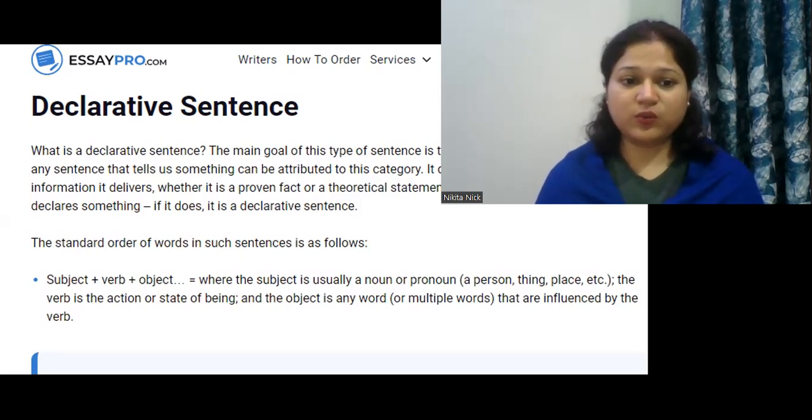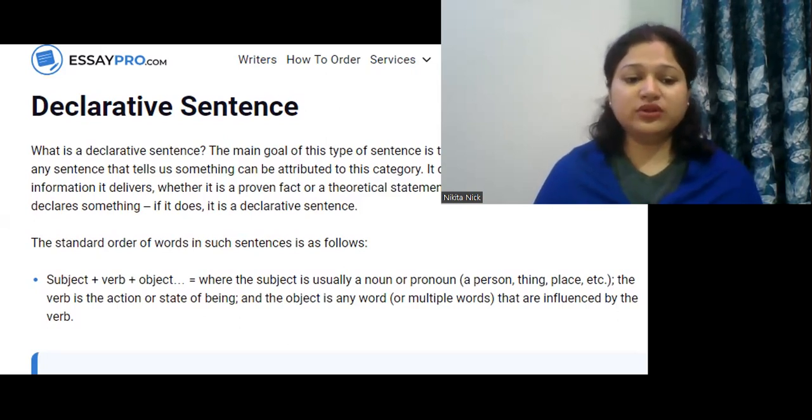The standard order of words in such sentences is as follows. How are your subject, verb, and object going to be placed in your sentence? The subject is usually a noun or a pronoun, a person, place, thing, etc. The verb is the action or state of being. An object is any word or multiple words that are influenced by the verb.